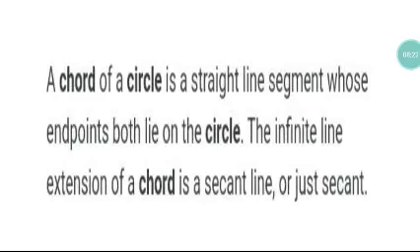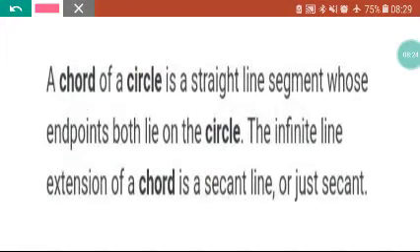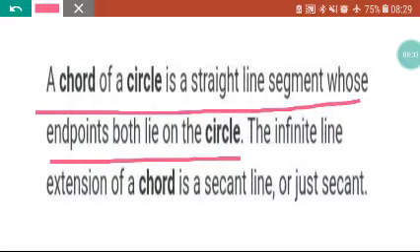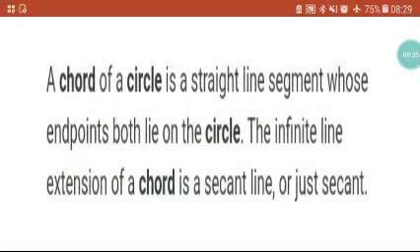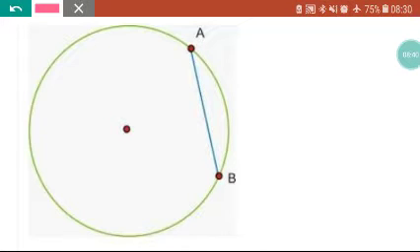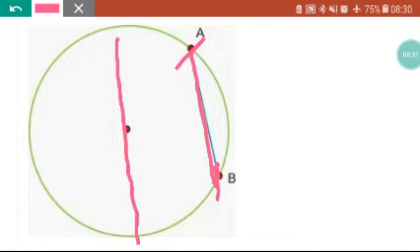Now what is a chord? That is also very important. A chord of a circle is a straight line segment whose both endpoints lie on the circle. That means a straight line which touches the circle at two unique points is called a chord, but it should be on the boundary of the circle. See, point B is on the boundary of the circle, point A is on the boundary of the circle, so this will become a chord. And the longest chord is the diameter. Always remember, diameter is the longest chord.